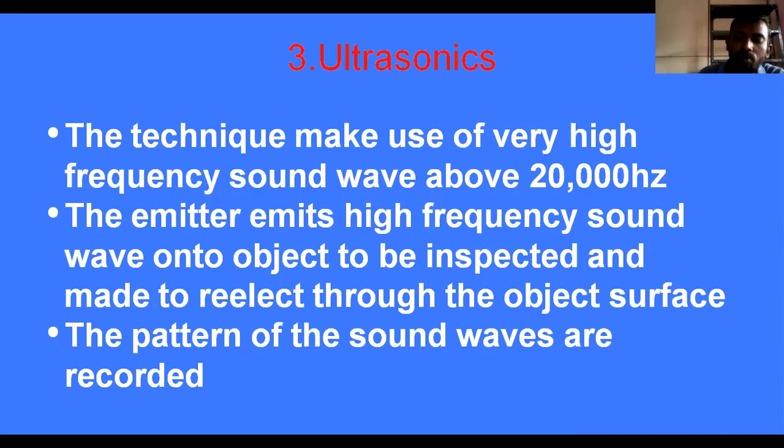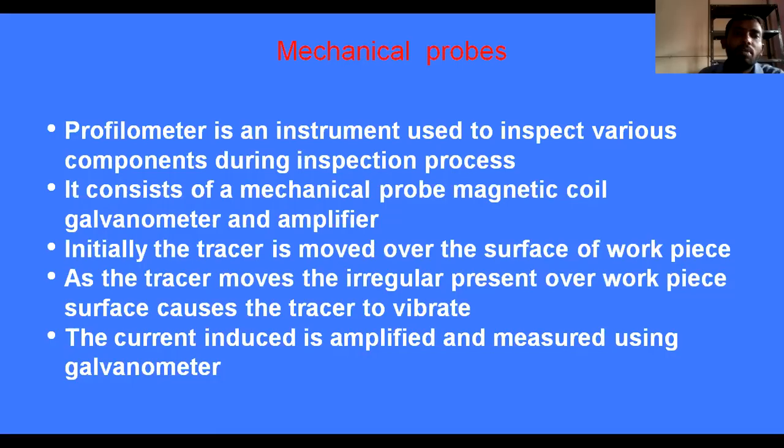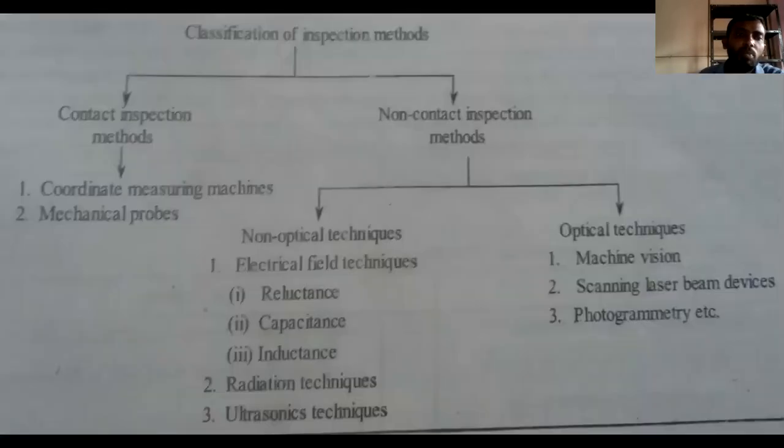So in today's class we are discussing classifications of inspection methods. We have two methods. One is contact inspection method, second is non-contact inspection method. In contact inspection methods, again we have two classifications. The first one is coordinate measuring machine, and the second one is mechanical probe. So these are the two classifications of the contact inspection method.